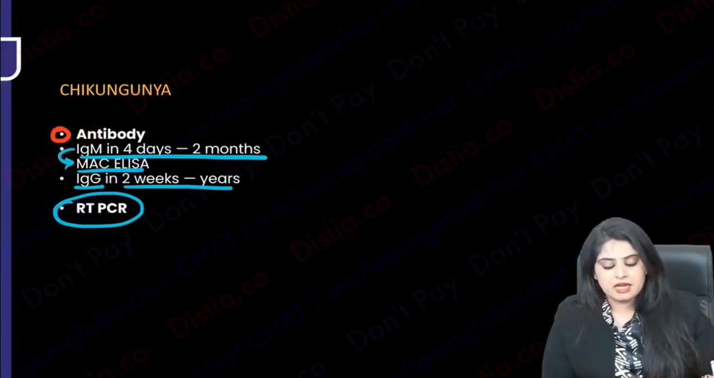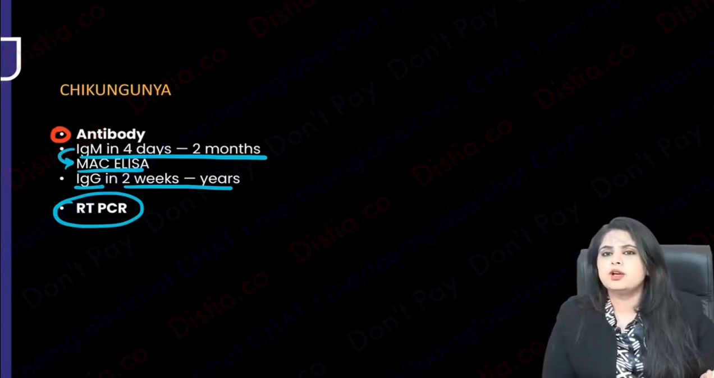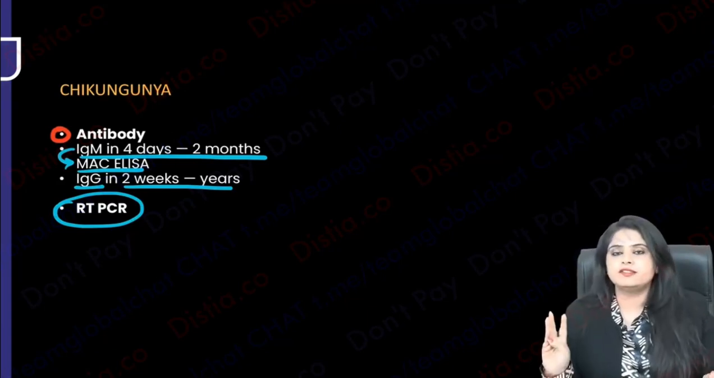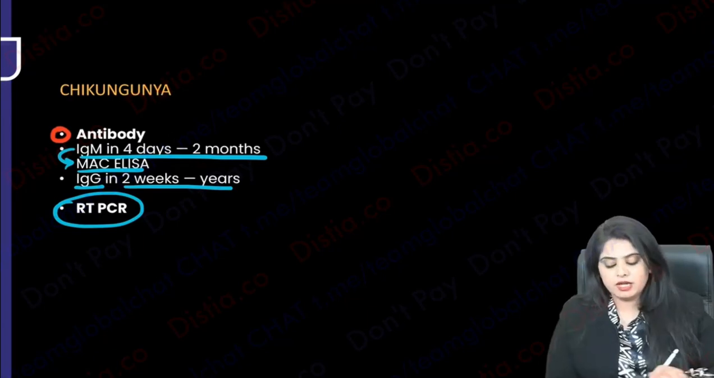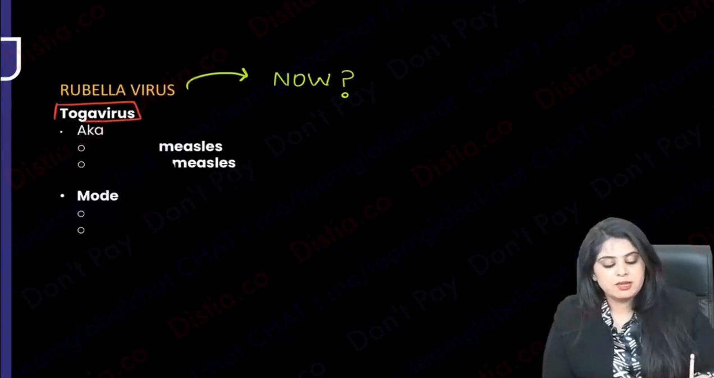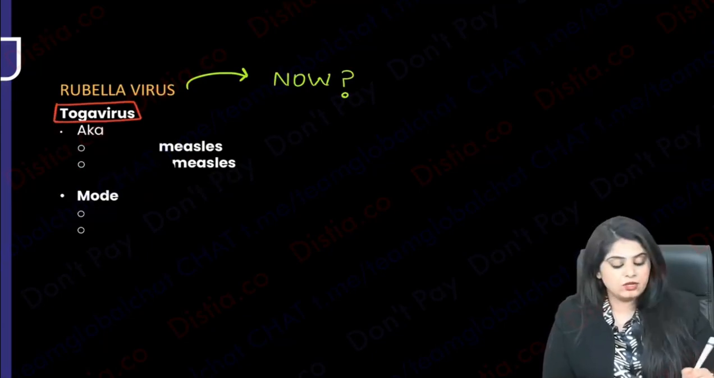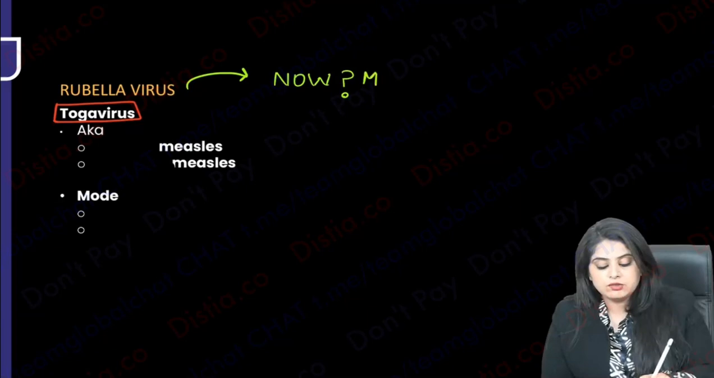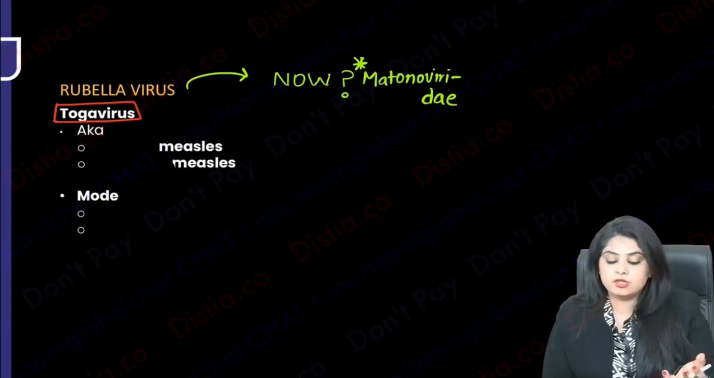PCR is done. So the last member of this Togaviridae family, Eastern and Western equine encephalitis done, chikungunya done. Now we come to rubella. But before I start with it, we have till now been studying that rubella is a type of Togaviridae family or Togavirus. Now they are also saying that it is a part of the Matonaviridae family. So just put up your question accordingly.